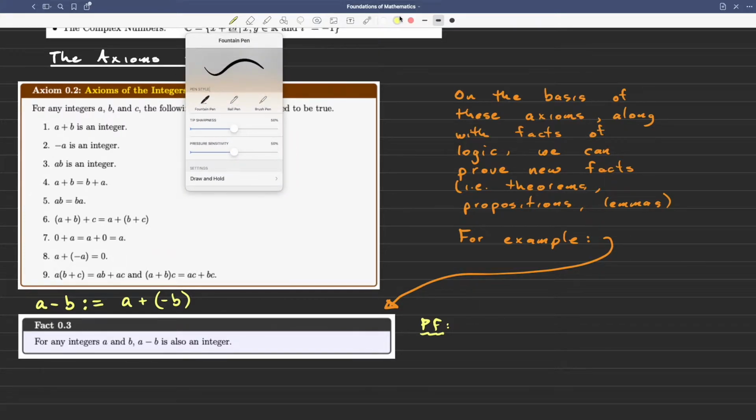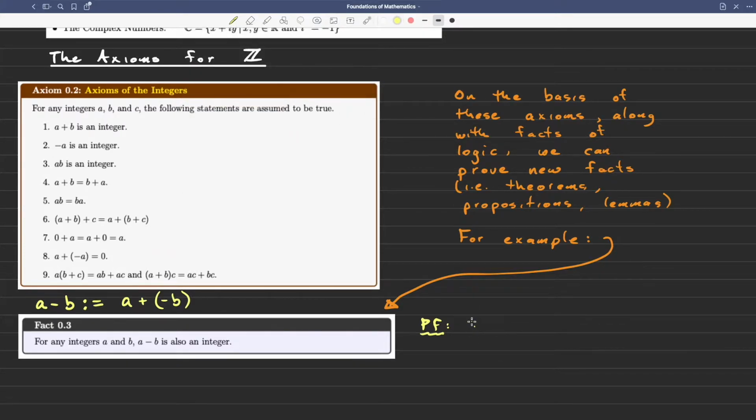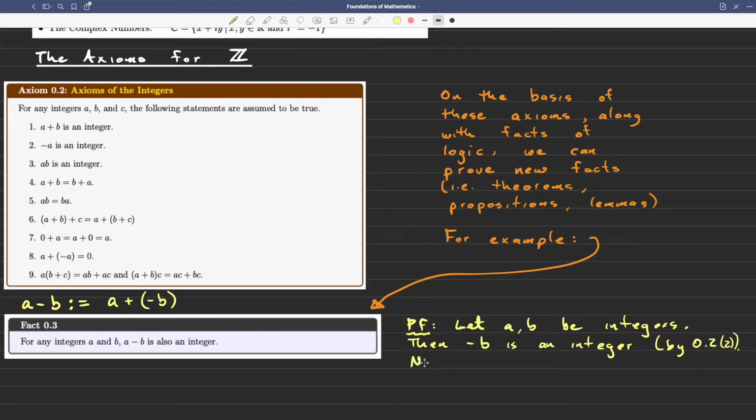So here's how a proof of that would go. So let's let a and b be integers. Then we know that by property 2, negative b is an integer. So this is by 0.2 part 2. Next, a plus negative b is an integer. And this would be by axiom 0.2 part 1. Because we had already established that negative b is an integer.